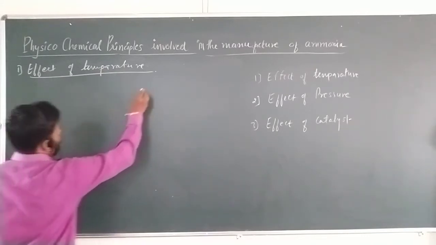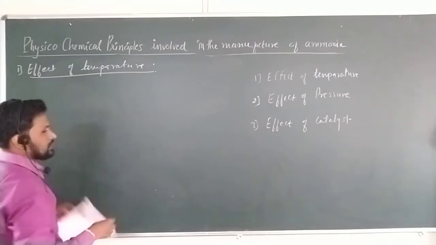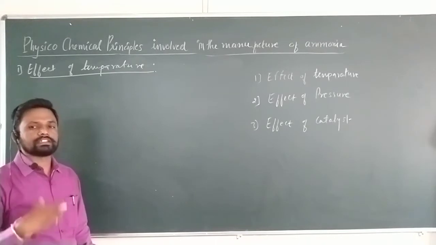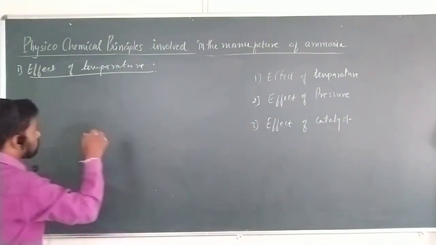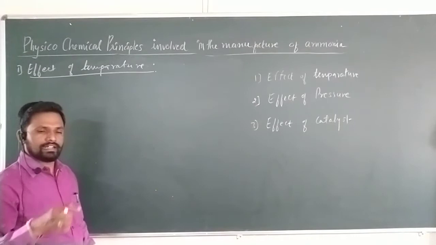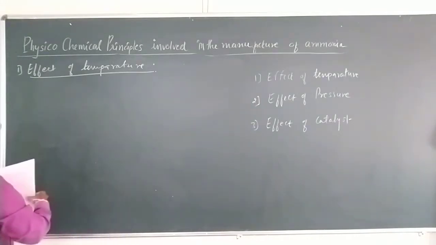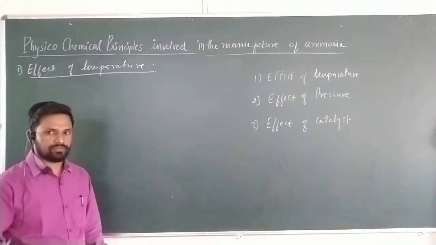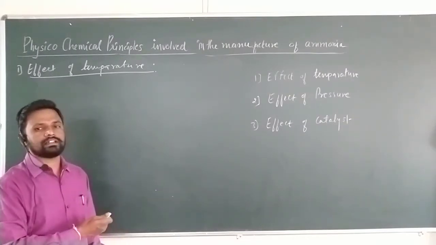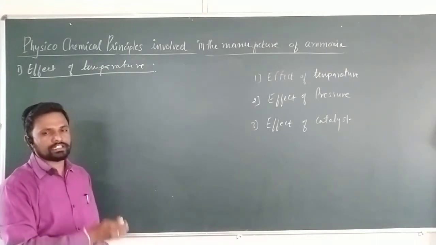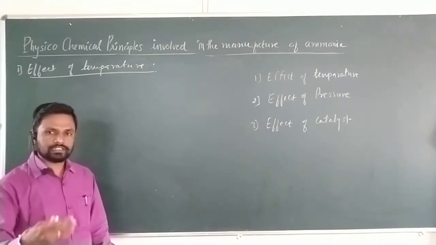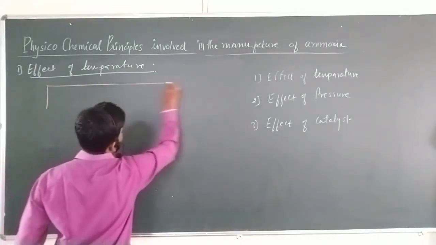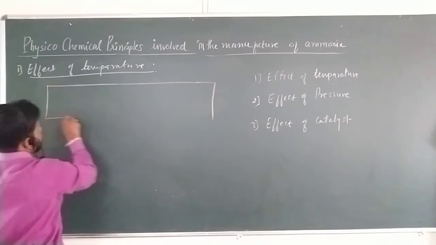The formation of ammonia, already we know, is exothermic, which means a certain amount of heat is evolved, so we have to put the temperature at an optimum. For that, we cannot raise the temperature too much and we cannot decrease the temperature too low either. I will draw the table where we can easily understand.